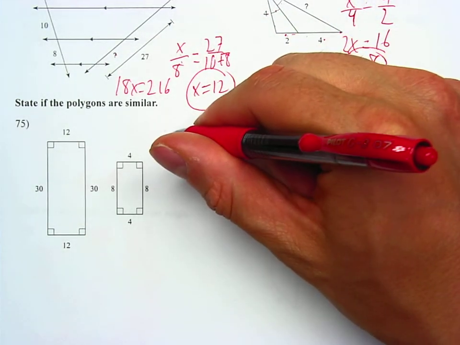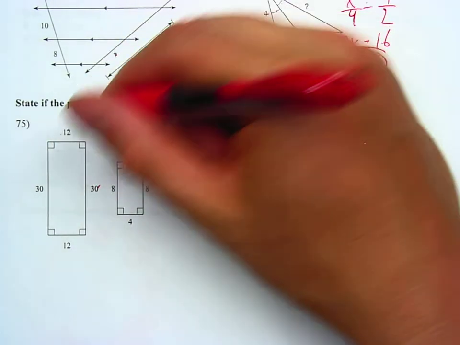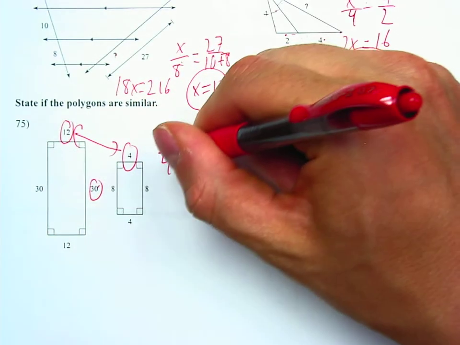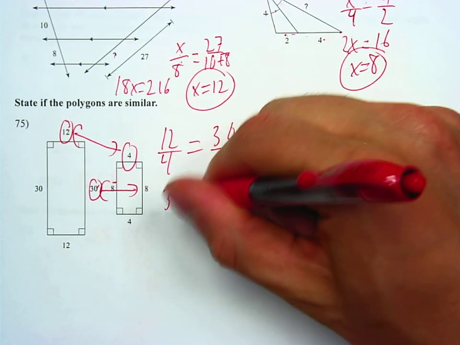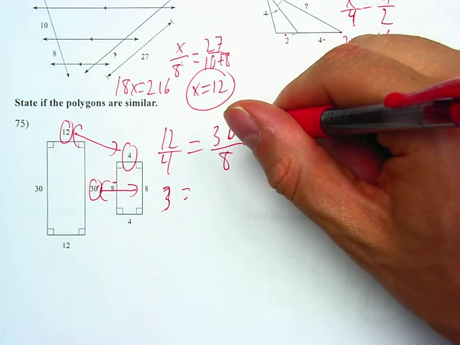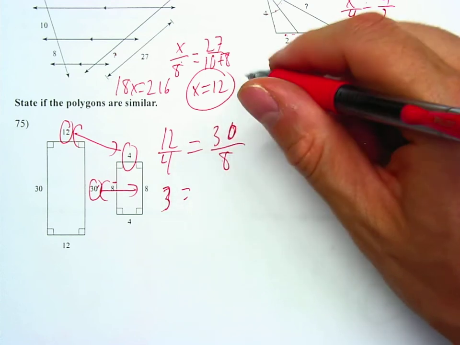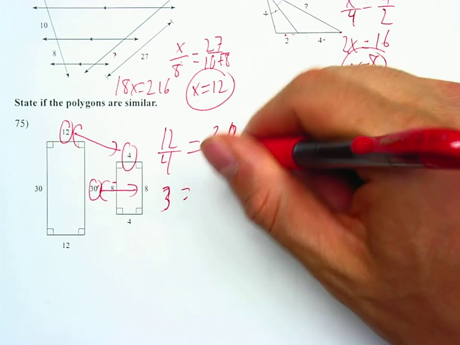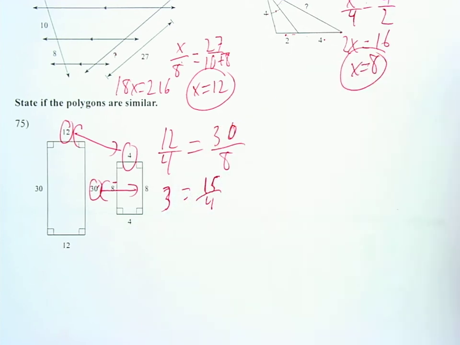So I'm asking if the ratio is the same. So 12 and 30 are on this polygon, or on this rectangle, 12 and 30. 12 should go with the 4. So does 12 divided by 4 equal 30 divided by 8? Well, 12 divided by 4 is 3. 30 divided by 8 is not 3. That's 3.5 or 3 3/4. Because 8 goes into 30 3 times, 24, with 6 left over. 3 6/8. So no, these polygons are not similar because this would be 15/4, not 3 3/4.